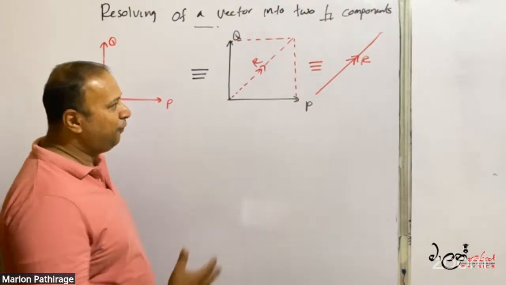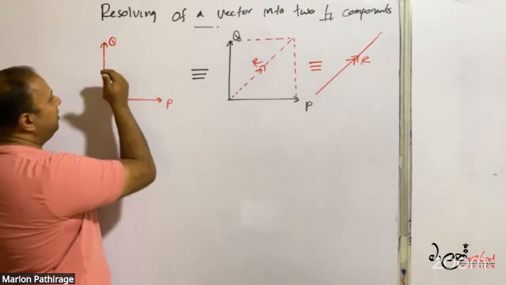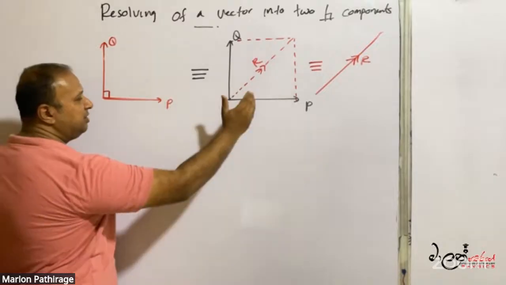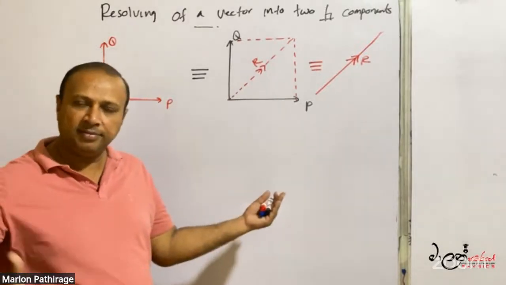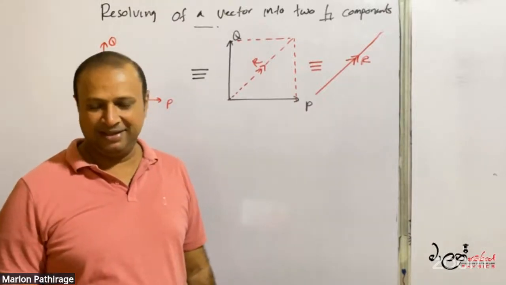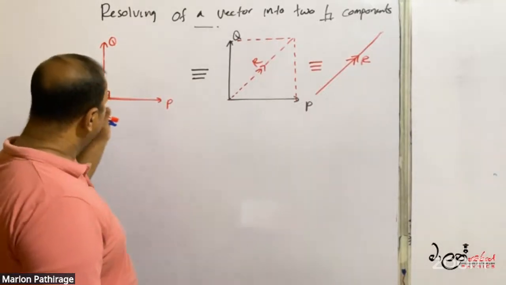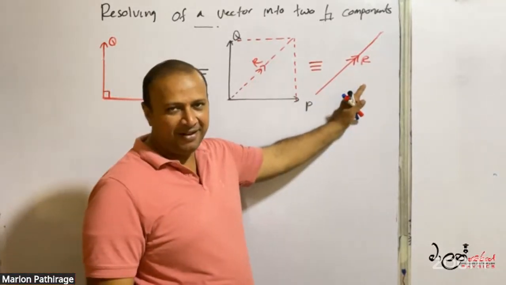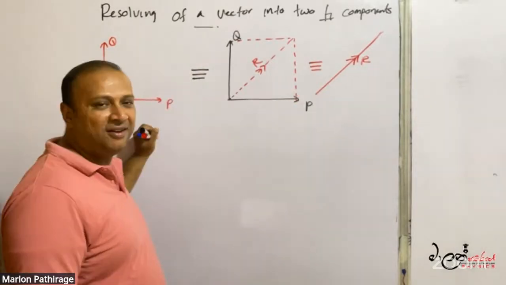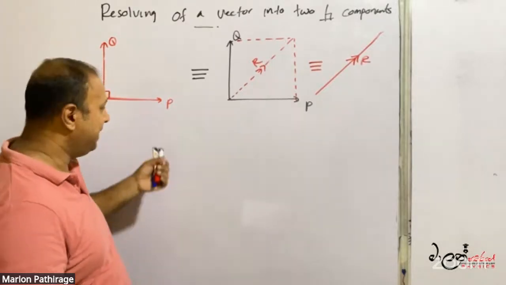But if you resolve this vector into two perpendicular directions, then I know this Q vector is in the vertical direction and this P vector is in the horizontal direction. Then I know the magnitude as well as the direction of those vectors. Therefore, this process is called taking the resultant vector, and the opposite process is called resolving of a vector.